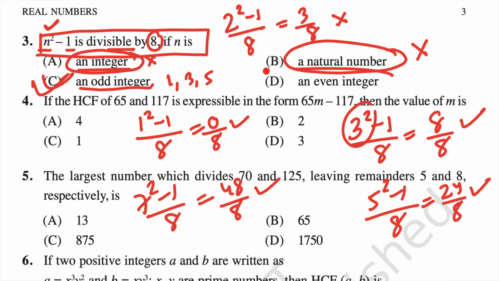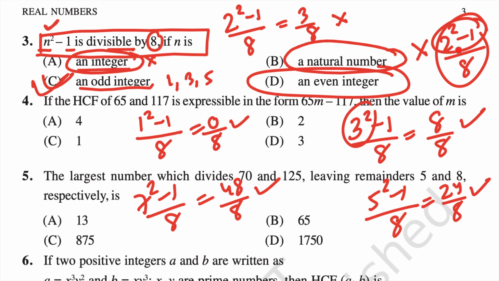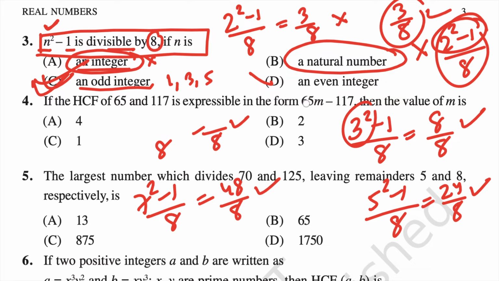Let's check the other one, even integer. So even integer is 2, so 2 square minus 1 over 8, 2 square is 4, minus 1 is 3 over 8. Okay, so this is not, so the answer is C only. Okay, let's do the next question.